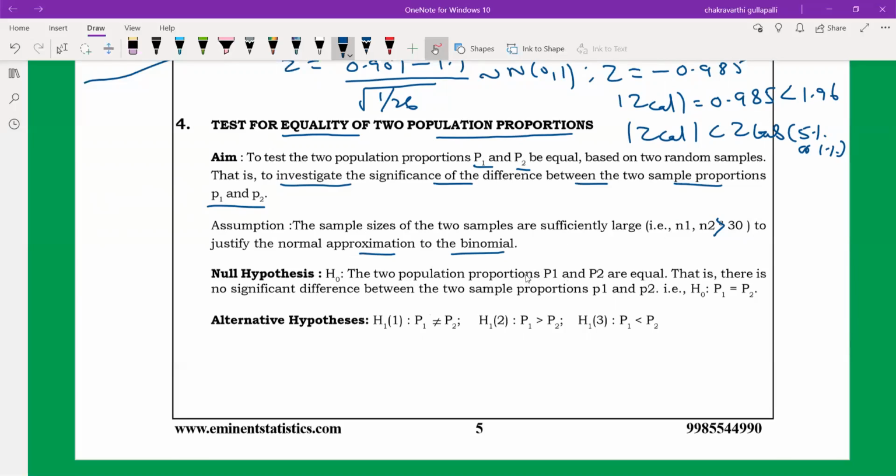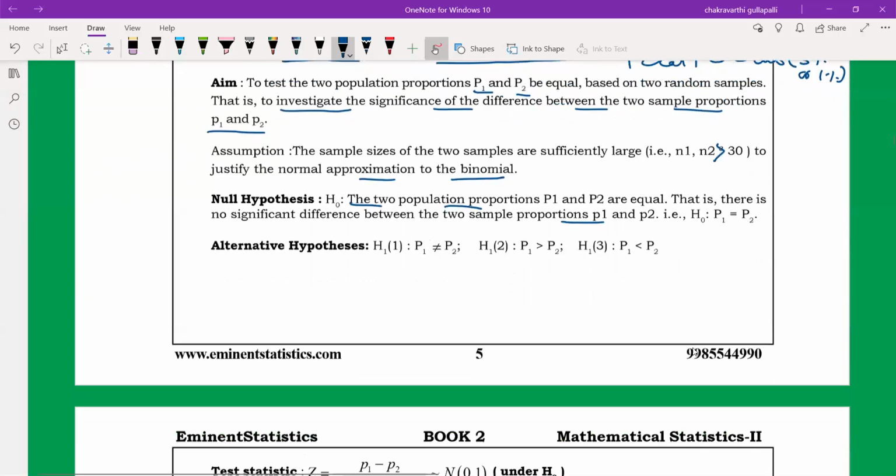H0: the two population proportions P1, P2 are equal. That is the first statement. That is, there is no significant difference between the two sample proportions p1, p2. H0: P1 is equal to P2. Alternative hypothesis: P1 not equal to P2, P1 greater than P2, or P1 less than P2.